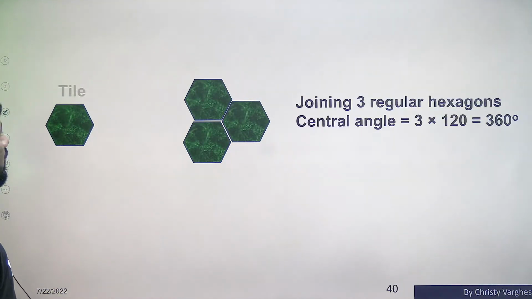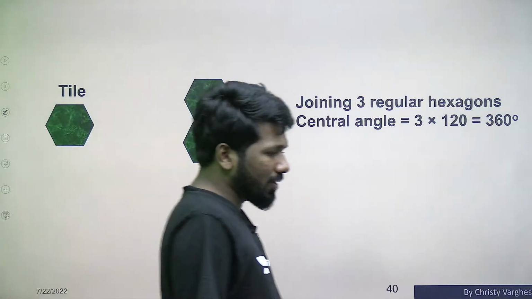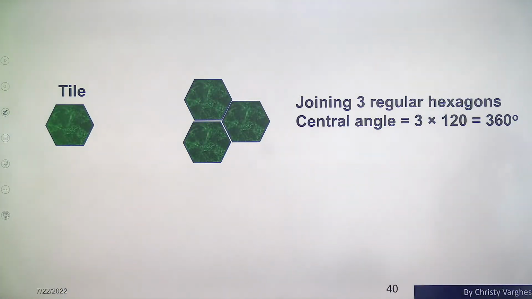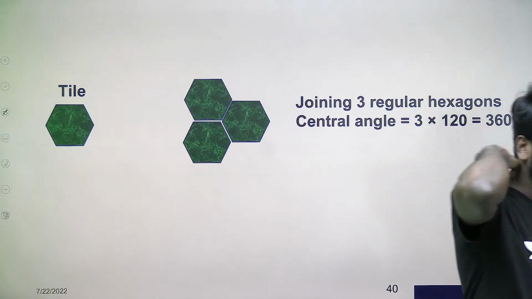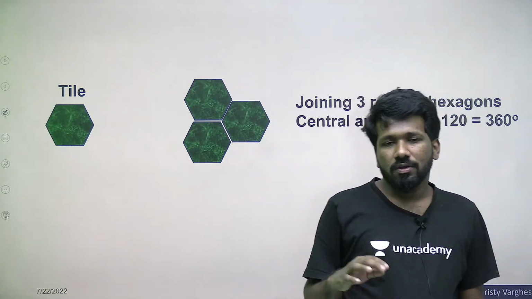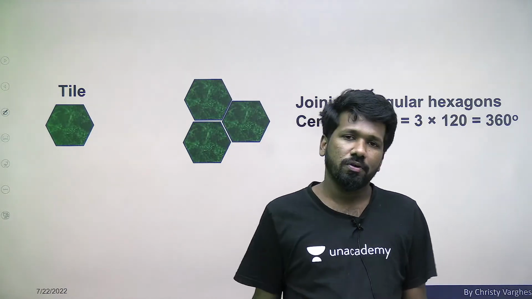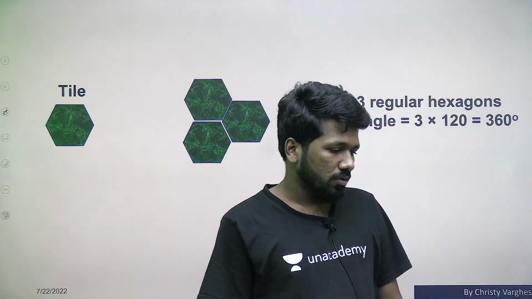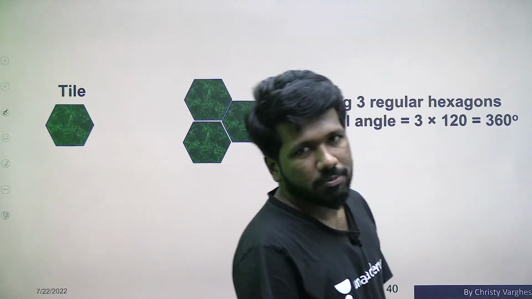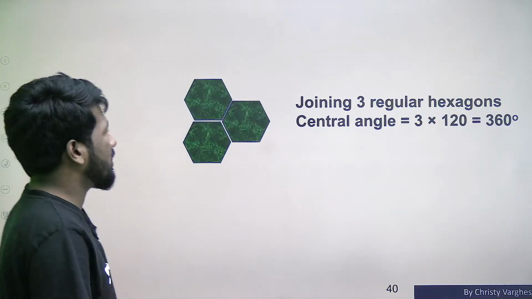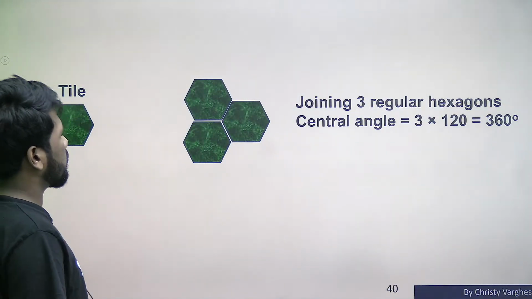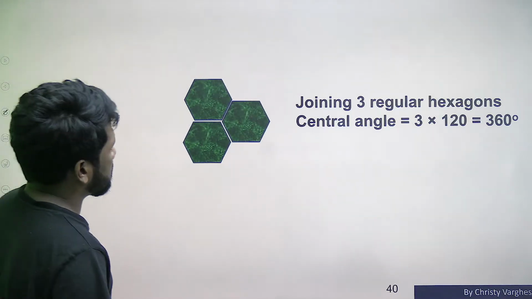फाइनली फोर्थ ऑप्शन में दिया है रेगुलर हेक्सागन. रेगुलर हेक्सागोनल टाइलिंग पॉसिबल है या नहीं? हाँ, रेगुलर हेक्सागोनल टाइलिंग is very common tiling ना. If you look around yourself, this interlocking and all, you can see a lot. Or honeycomb arrangement, that also you can consider as analogous to tiling itself. So that is possible. Why?